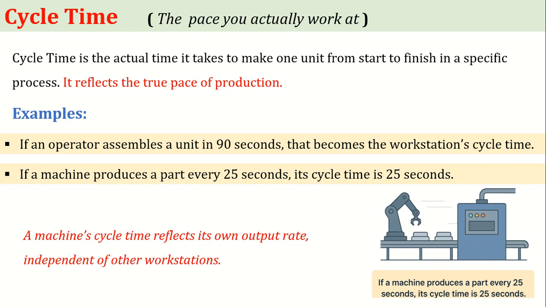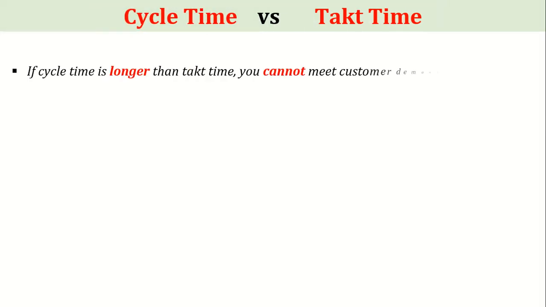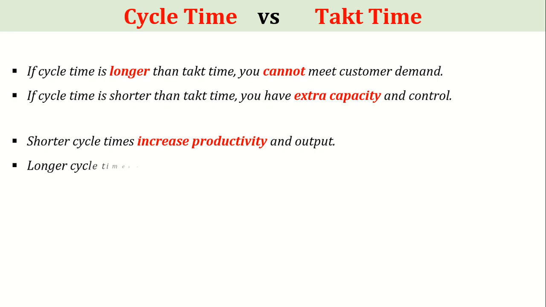And this is how you compare it with takt time. If your cycle time is longer than your takt time, you cannot meet customer demand. If your cycle time is shorter than takt, you're in control and can use the extra capacity smartly. Improving cycle time is important because shorter cycle times directly increase productivity, allowing more units to be produced in the same amount of time. If a workstation's cycle time is longer than the takt time, the process will not be able to meet customer demand, creating delays and bottlenecks.